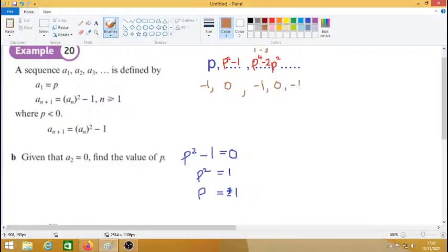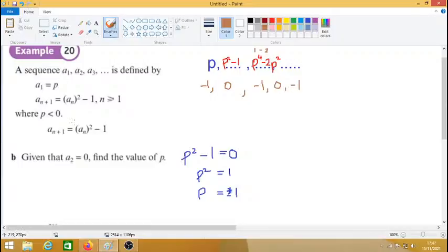You're trying to spot a pattern here. So based on those first three numbers, you can straight away tell what the pattern is. The minus 1 is followed by 0. 0 is followed by minus 1. And then minus 1 has to be followed by 0 because it was followed by 0 there. So that's your sequence.